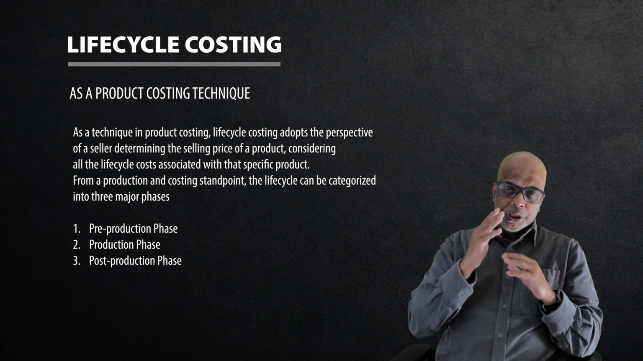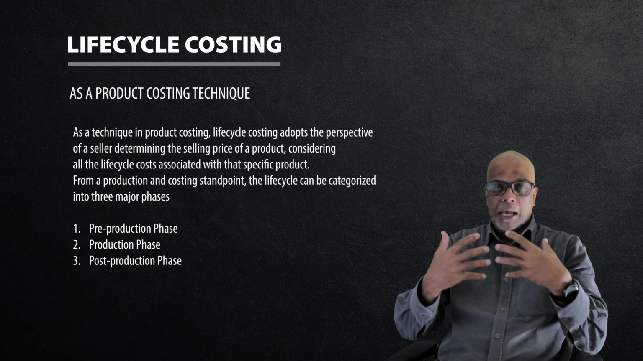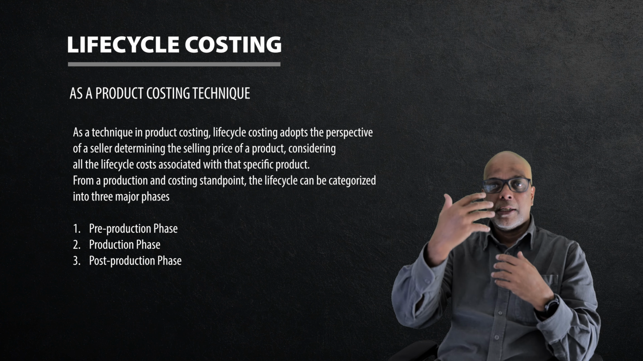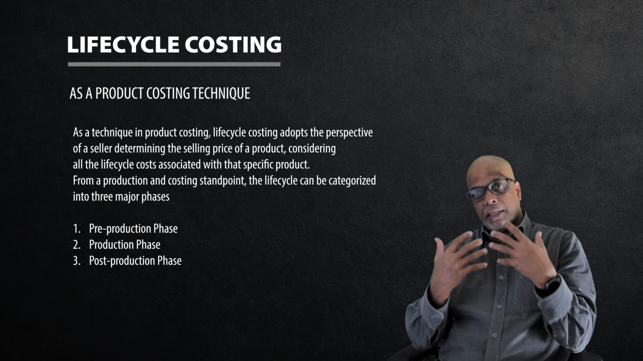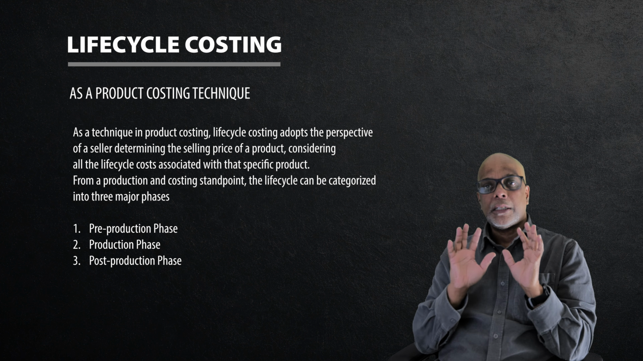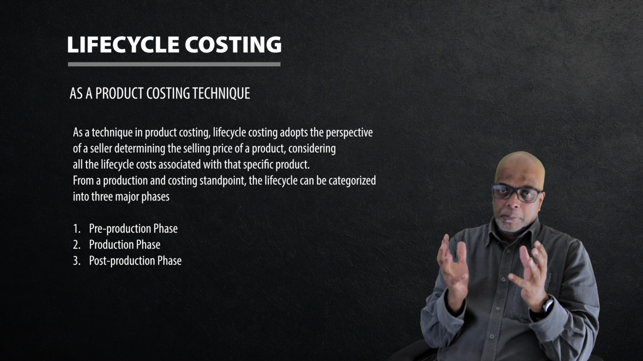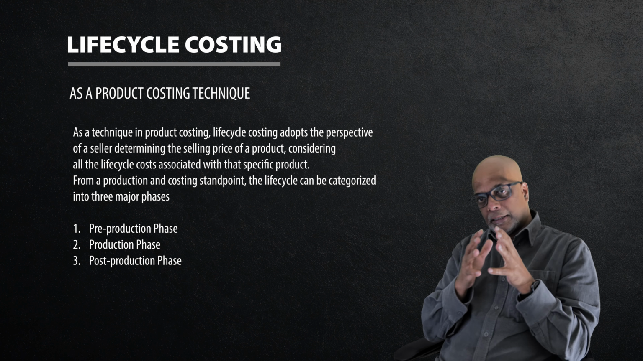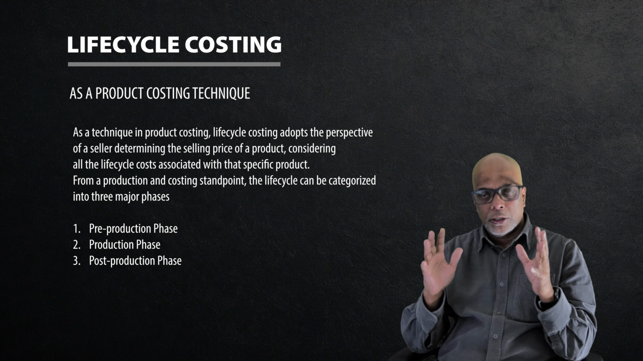And then when it comes to a product pricing technique, in other words, when we consider life cycle costing as a product pricing technique, now we are taking the side or the angle of the seller, the producer. In the case of asset management, it is the perspective of the buyer. Now we are looking at that from the perspective of a producer. So in that case, the logic is simple and the logic is the same.